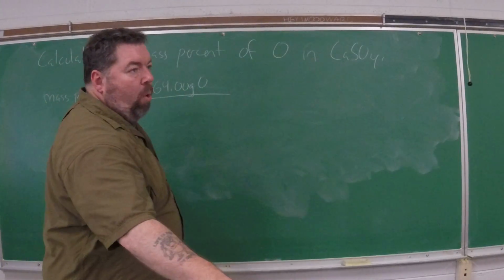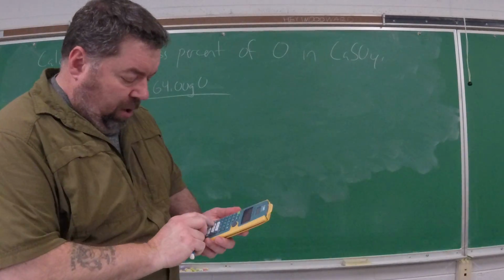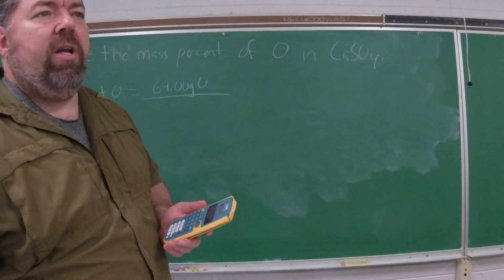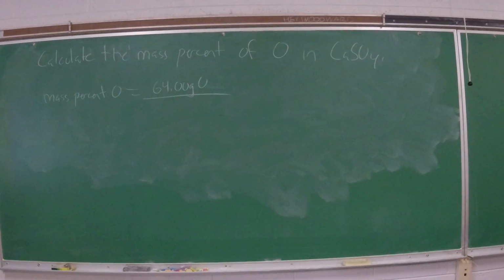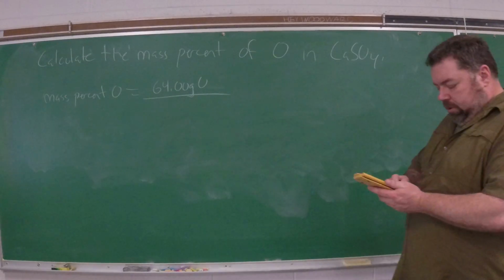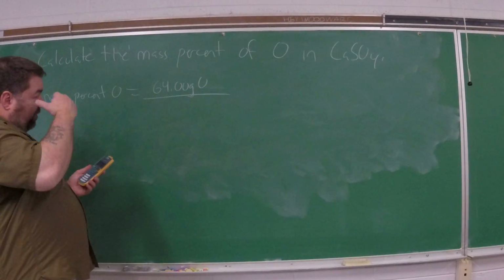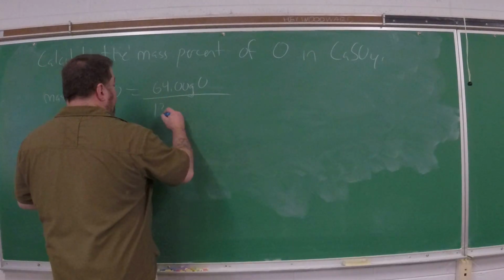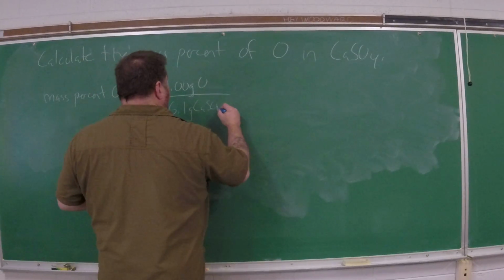And then what's the mass of 1 mole? Well, we have calcium and we have sulfur. Calcium is 40.08, plus sulfur is 32.06, plus again 4 oxygens, which is 64. And so taking 4 sig figs, 136.1 grams of calcium sulfate.